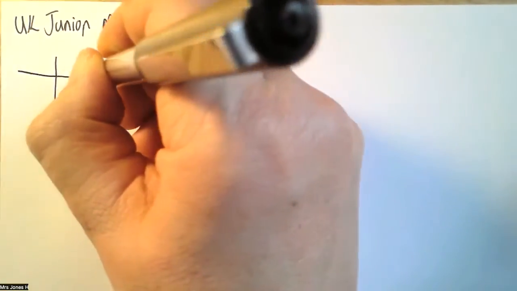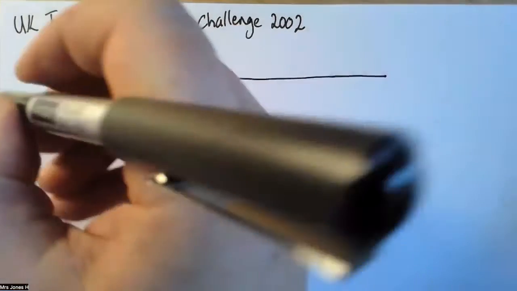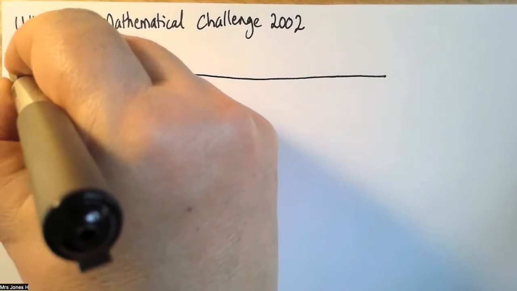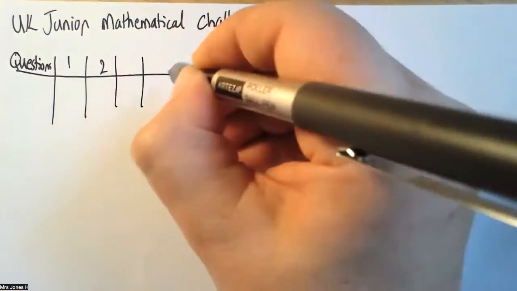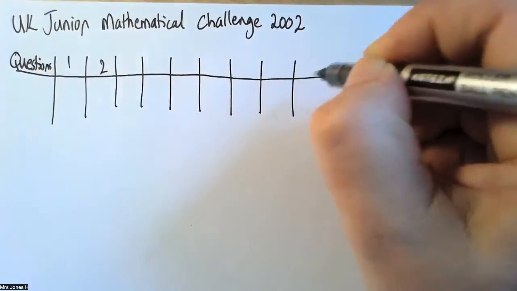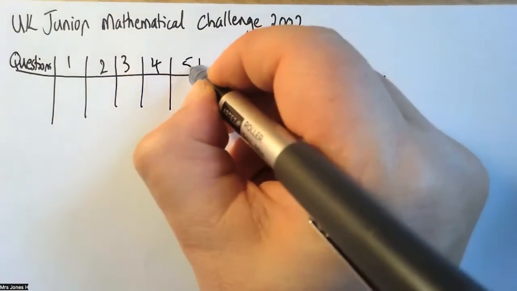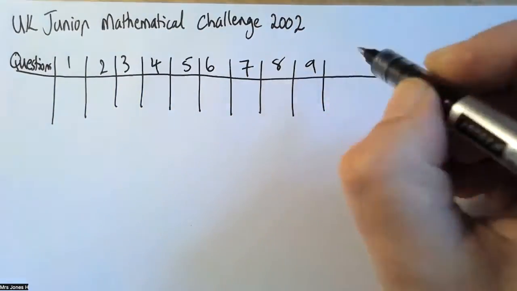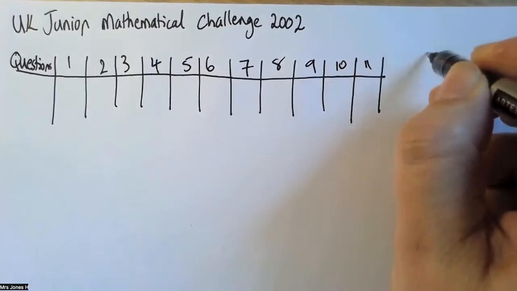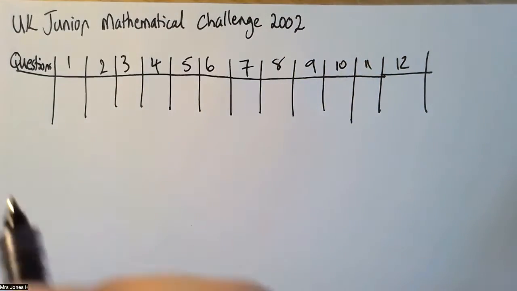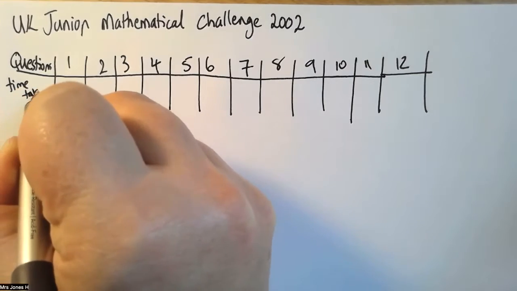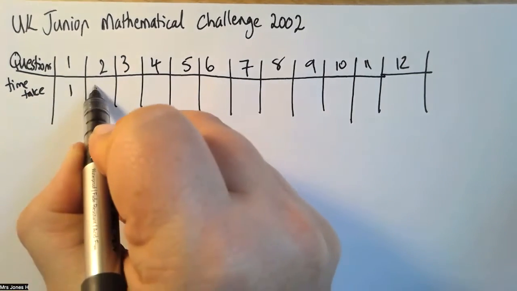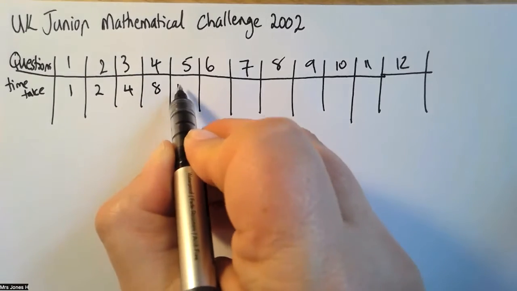So I solved this by putting it into a table. I thought about the question numbers: 1, 2, 3, 4, 5, 6, 7, 8, 9, 10, 11, 12. I thought about the time it would take for each question. So we know it goes 1, 2, 4, 8, 16.